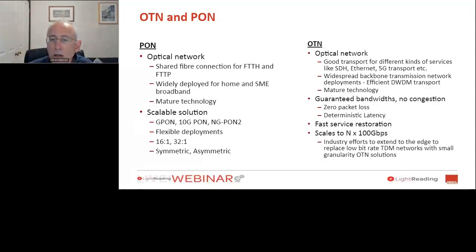Going now to the right, OTN is a good kind of transport for different kinds of services such as SDH, Ethernet, and 5G transport. OTN is widely used in backbone transmission networks due to its efficient DWDM transport capability. OTN provides guaranteed bandwidth with no congestion, zero packet loss, and deterministic latency. OTN supports fast service restoration and scales to N times 100 gigabits per second. Over the last few years, there have been significant industry efforts to extend OTN to the edge to replace TDM networks with small granularity OTN solutions.